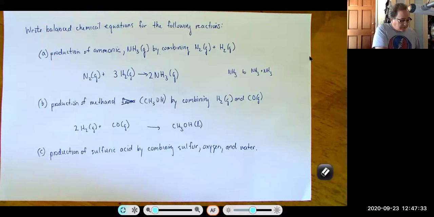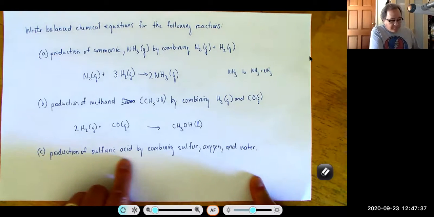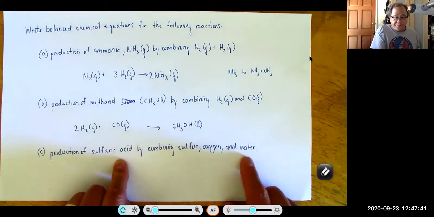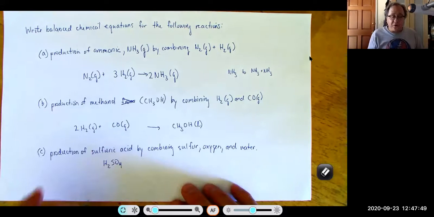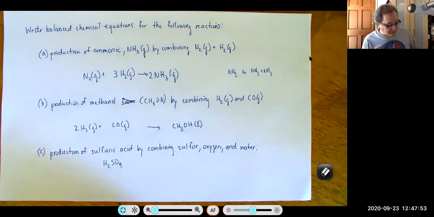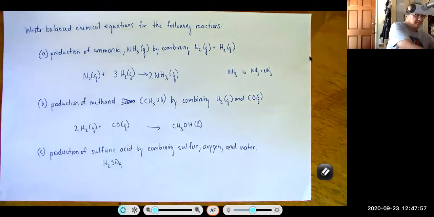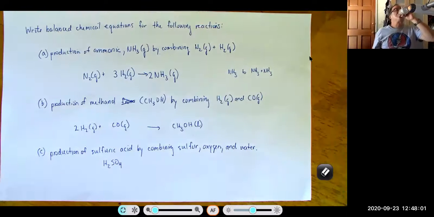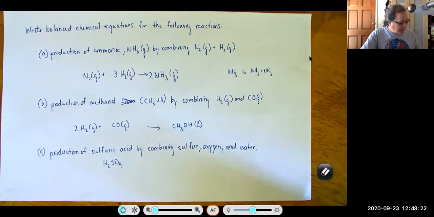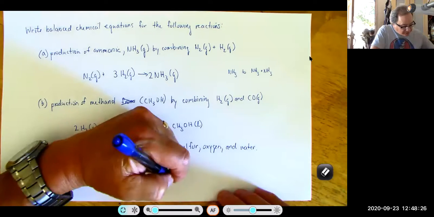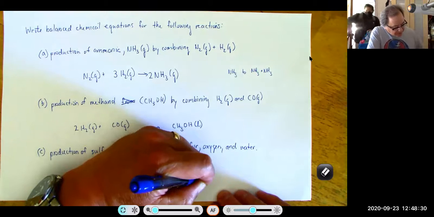All right, so try this one now. The production of sulfuric acid by combining sulfur, oxygen, and water. Now, that is the formula for sulfuric acid. You need to figure out what the formulas for these are. So the H2SO4 is going to go over here.